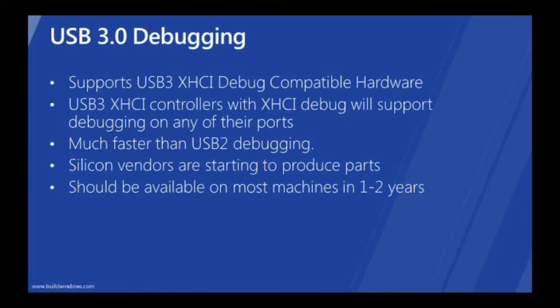Even though USB 2 theoretically has a speed of about 40 megabytes a second, because of the way the debugging protocol was designed in the hardware layer, the maximum transfer rate that you could get on USB 2 is about 250 kbytes per second. With USB 3, this limitation is eliminated, and so USB 3 debugging is much, much faster than USB 2 debugging. Silicon vendors are already starting to produce parts that support XHCI debugging on their USB 3 controllers. And USB 3 XHCI debug should be available on most machines in 1 to 2 years.